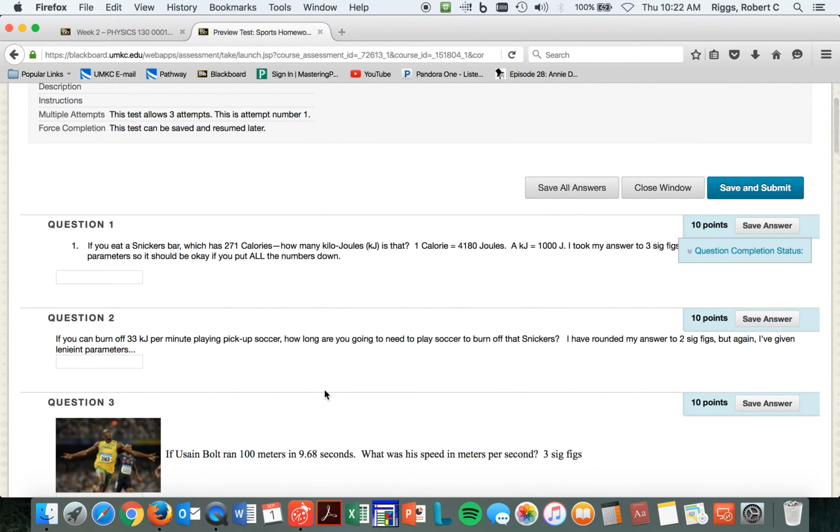If you burn 33 kilojoules per minute playing pickup soccer, how long are you going to need to play soccer to burn off that Snickers bar? In other words, take your answer. You burn 33 kilojoules per minute, and the answer is in minutes. I've rounded my answer to 2 sig figs, but I've given lenient parameters like plus or minus 5%. This is the trickiest part of the entire lesson, these first 3 or 4 questions.